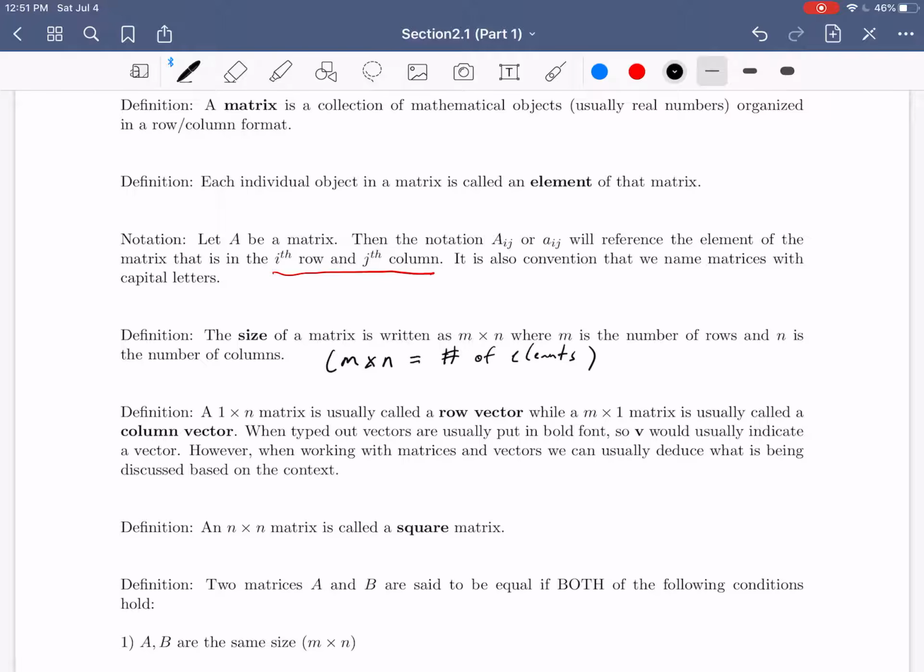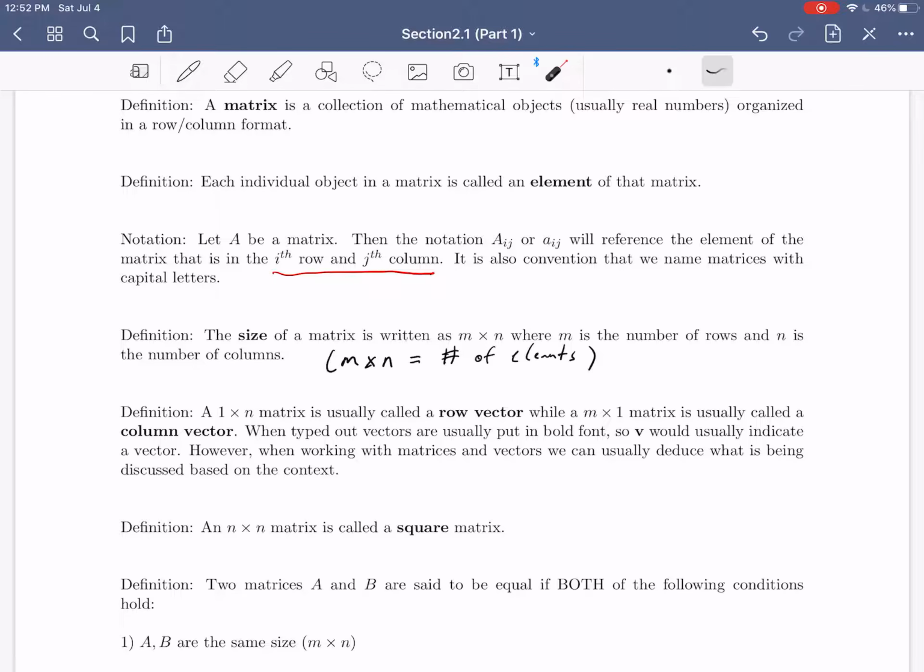Some very special types of matrices are what we call row and column vectors. So if we have a 1 by n matrix, a single row with n columns, we call that a row vector. And if we have an m by 1 matrix, meaning a matrix with only 1 column but m different rows, we call that a column vector. So in other words, this is basically saying that vectors can be thought about as a very special type of matrix.